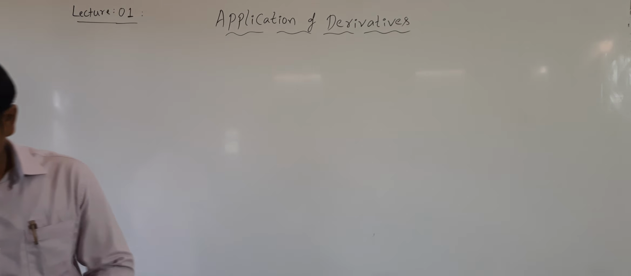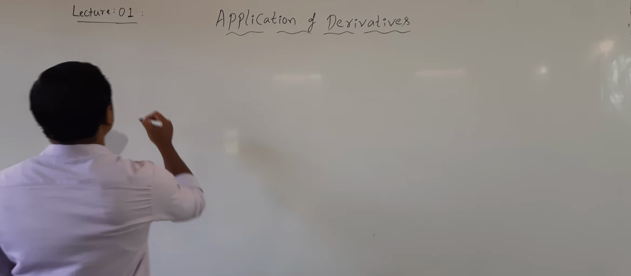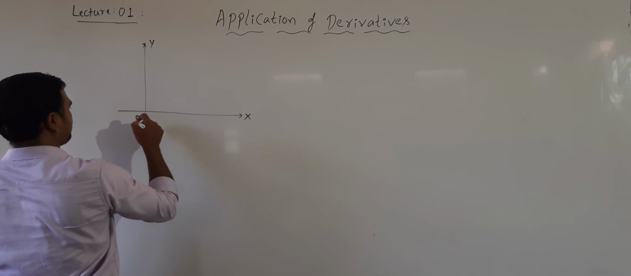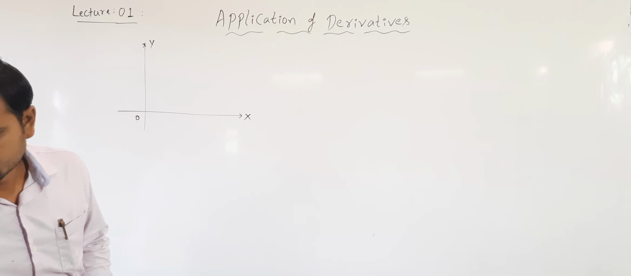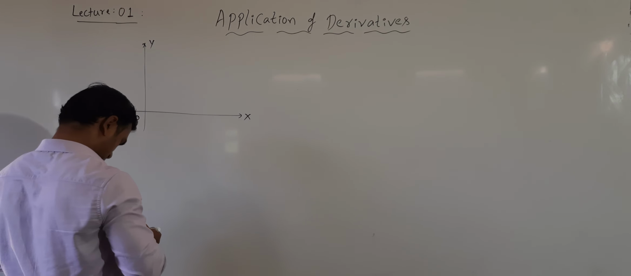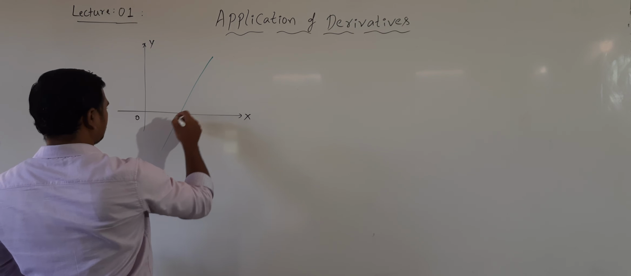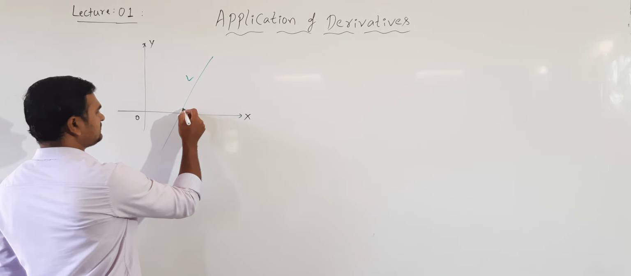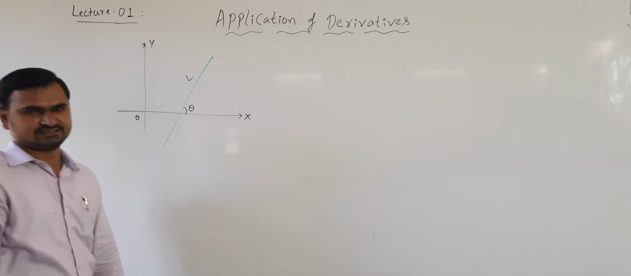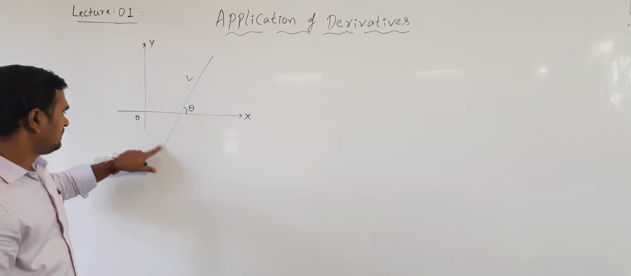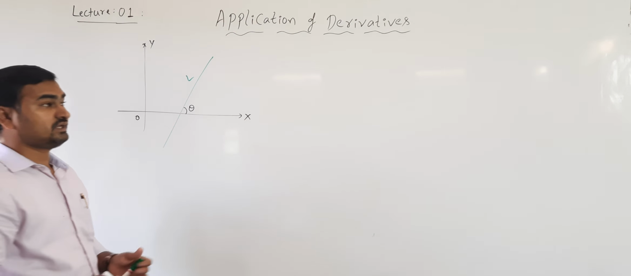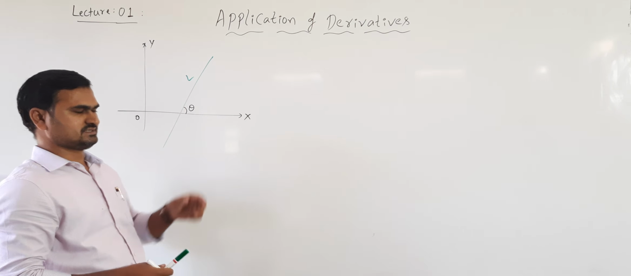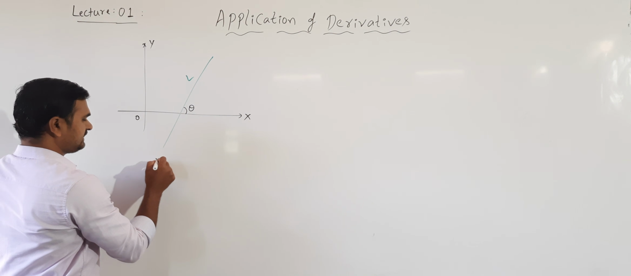Next, if a line is given, suppose there is a line L having the slope m. So this is a line L making some angle theta with the positive direction of x-axis. Now you want to find how this line is. Is it making an acute angle or is it making an obtuse angle with respect to the positive direction of x-axis? Now that will depend on the slope of the line.